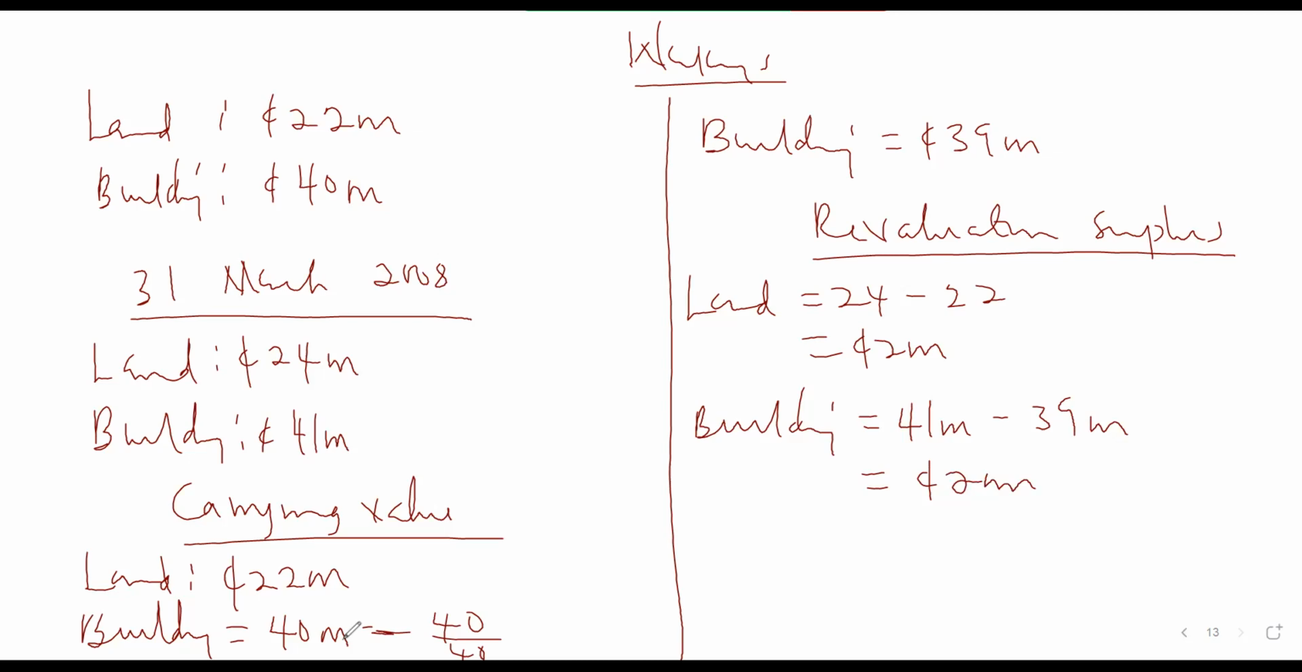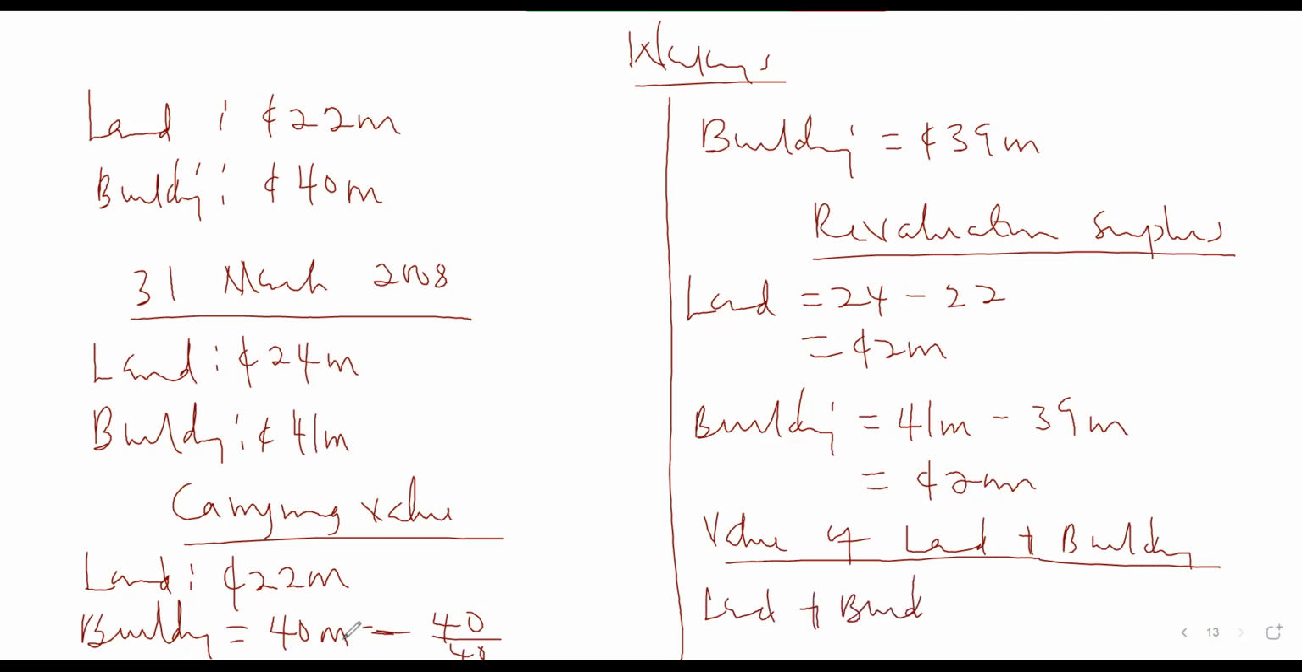Okay. What will be the value of land and building at reporting? That will now be the 65 million. Land and building will now be the new revalued amount, which is 24 plus 41. This is the figure that we are going to show in the statement of financial position.